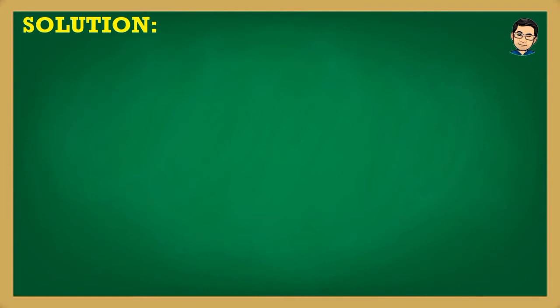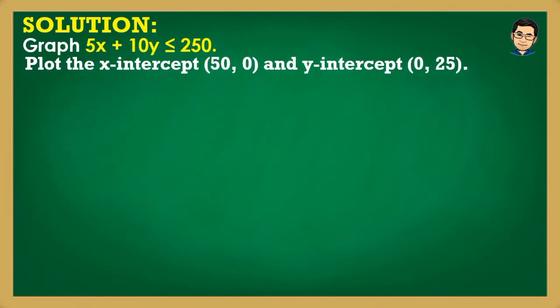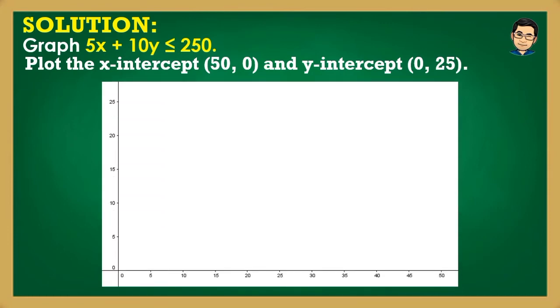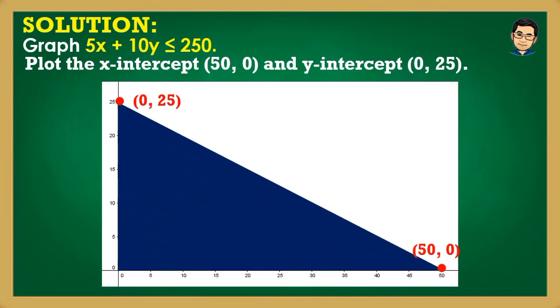So yung last step natin is ipa-plot natin yung x-intercept tsaka yung y-intercept. So ito yung 50, 0. Ayan. And then ito naman yung 0, 25. And then i-connect natin yung line na yon. And then since naging true yung ating test point kanina, it means yung shaded region natin is yung sa lower portion ng line natin. And then gagamit tayo ng solid line. Okay. So ito ang itsura niya.